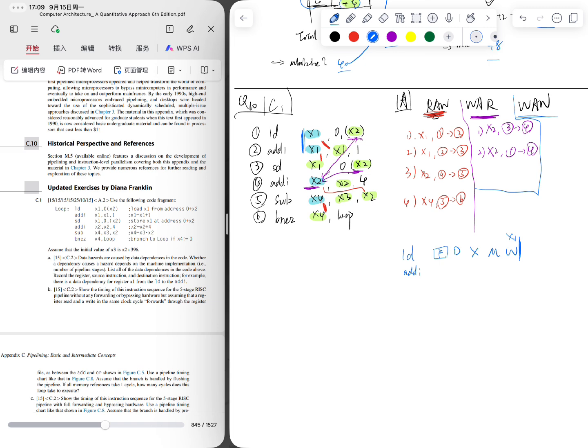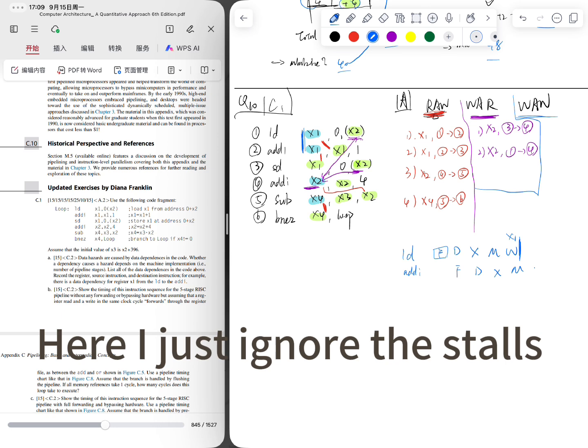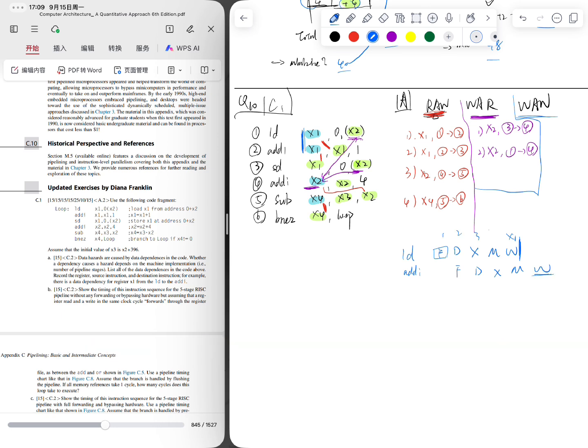And how about the add? It also has fetch, decode, execute, memory, write back. So here in stage 6, 1, 2, 3, 4, 5, 6, we will modify or write back the x in stage 6, but for the load, we'll write back in stage 5. So they will make no conflict. So no WAW here. Okay, so that's all for the A part.